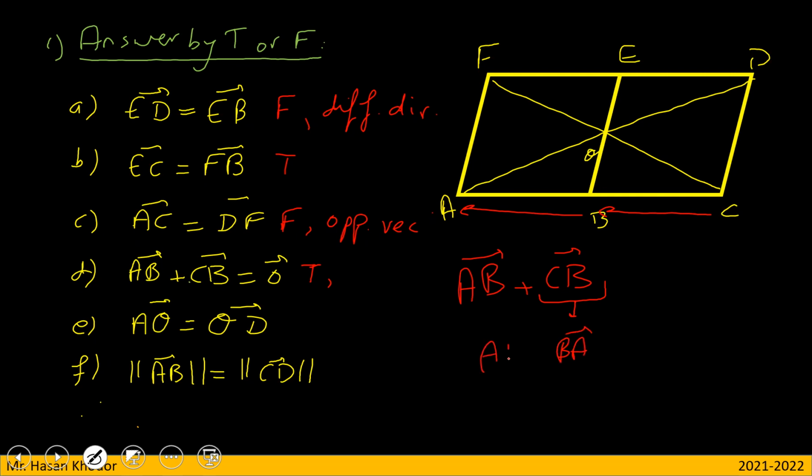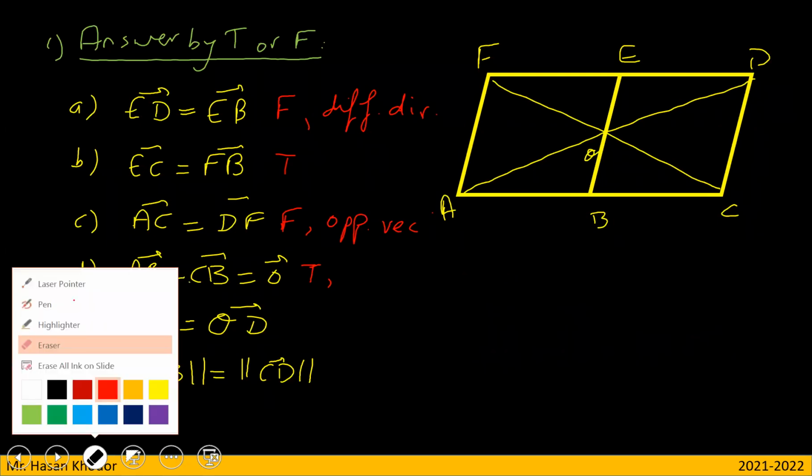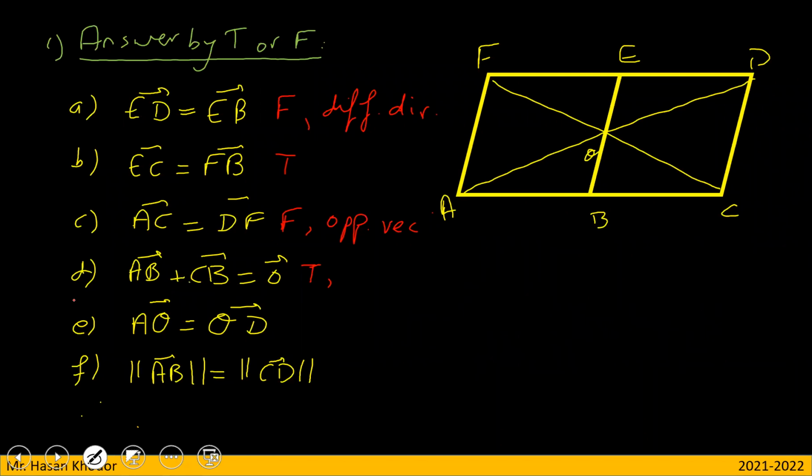So now I have AB plus BA, which is equal to AA, a zero vector. So the answer is true. We can also do it directly by noting that the two vectors are opposite vectors. True, since they are opposite vectors, their sum must be equal to zero.